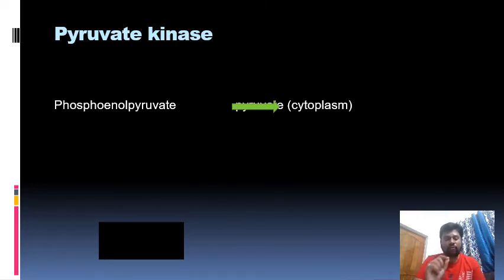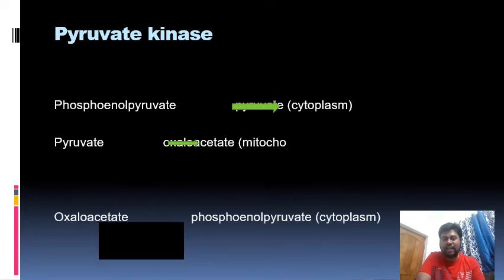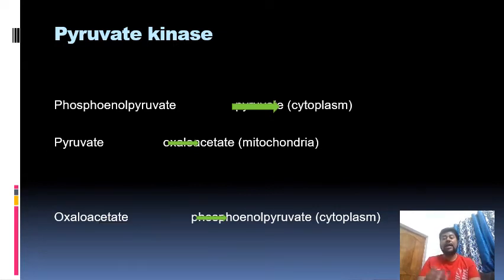First we have to convert pyruvate into oxaloacetate. We cannot directly convert pyruvate to phosphoenol pyruvate. Instead, first pyruvate is converted to oxaloacetate, and then the oxaloacetate is converted to phosphoenol pyruvate. This is how the reversal happens. But there is one small complication. The enzyme for the initial reaction, pyruvate to oxaloacetate, is present in the mitochondria, whereas the next reaction, where oxaloacetate is converted to phosphoenol pyruvate, happens within the cytoplasm.